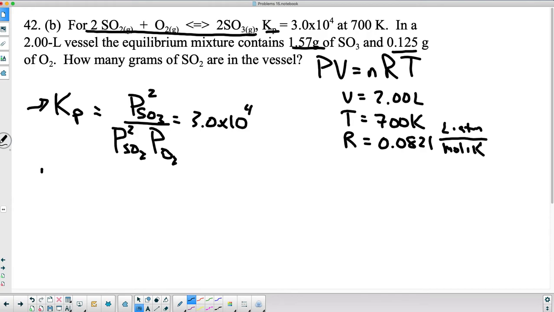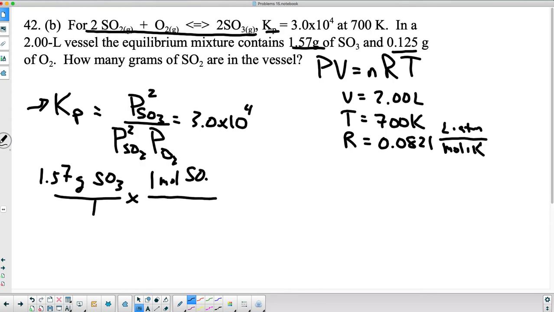So let's do 1.57. That's a 7. This is killing me here. Yeah, okay, now it's not even lined up right. 1.57 grams, and that is of SO3, and put that all over 1. And we do our typical mole conversion, which means moles of SO3.